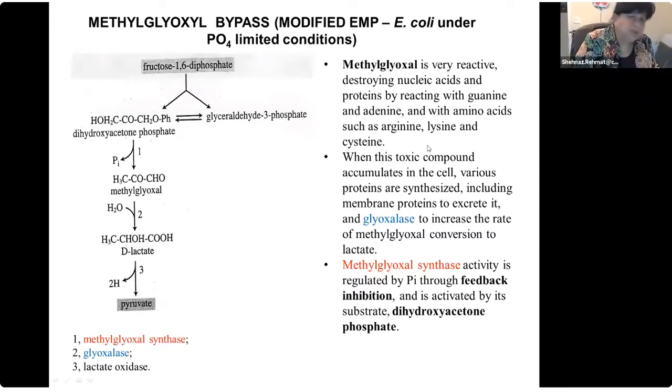Okay, so in some bacteria, such as E. coli, it has been studied that when E. coli is under phosphate limited conditions, that means there is not enough phosphate in the cell or in the environment, it modifies this EMP, and that is called the methylglyoxal bypass. So the methylglyoxal bypass is actually a very dangerous path that they have to take, because phosphate is not found in the environment or in the cell. It's in a phosphate limited condition.